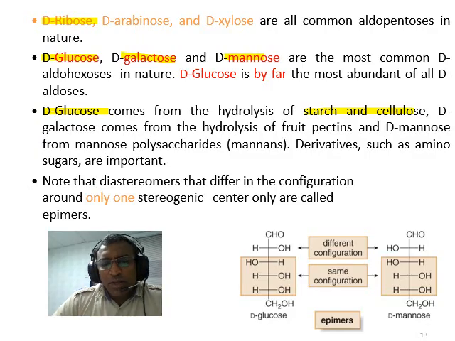And another chemistry term is epimer. Glucose and mannose are different only in configuration at this one location, and therefore these two are epimers of each other.